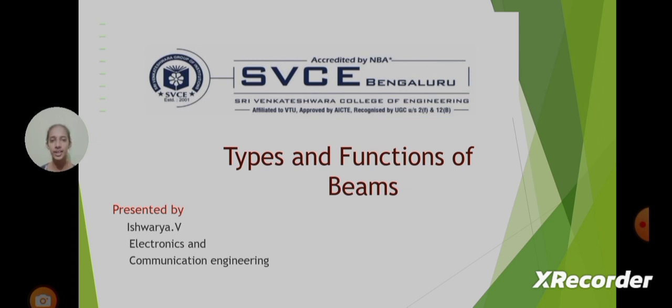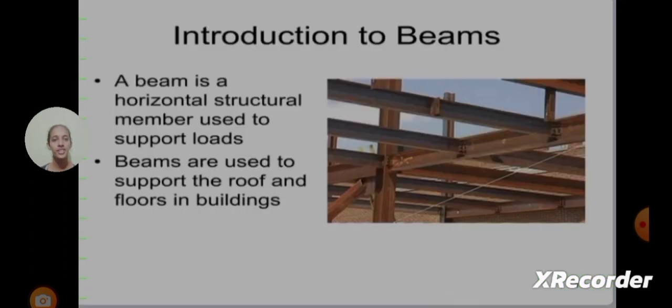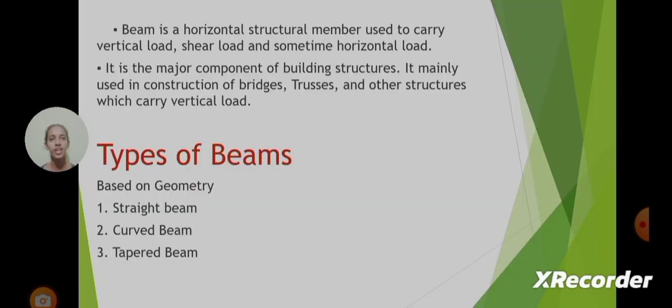Today I am discussing types and functions of beams. A beam is a horizontal structural member used to support loads. Beams are used to support the roof and floors in buildings.